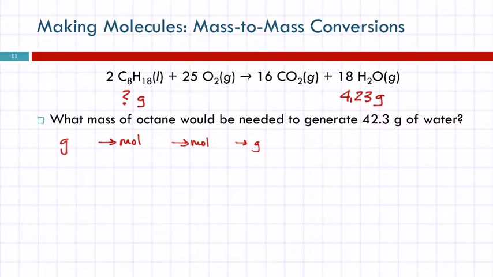We're starting with grams of H2O. So I'm going to go to moles of H2O. I want to know about octane, so I'm going to go to 6. Where does 6 come from? C8H18, and then grams of C8H18. Grams of the first thing to moles of the first thing, to moles of the second thing, to grams of the second thing.